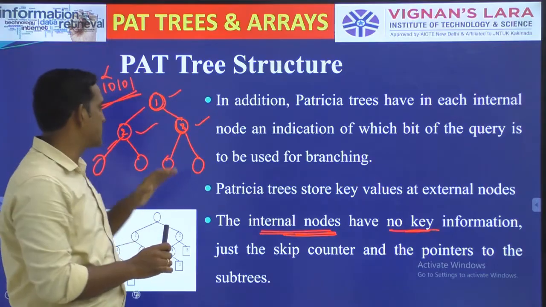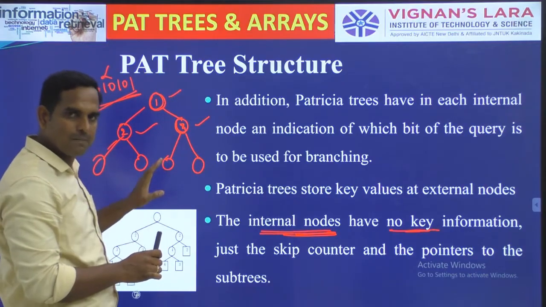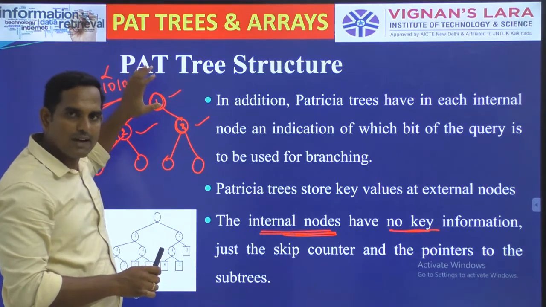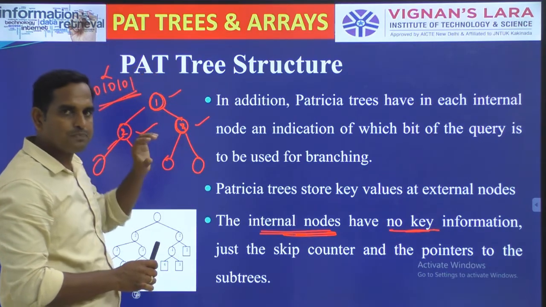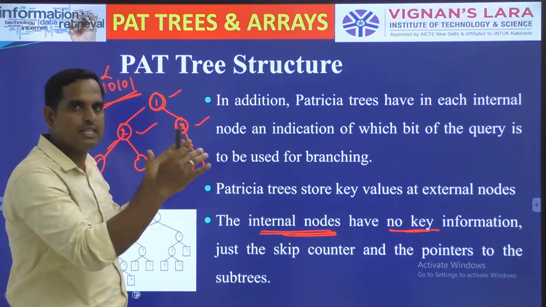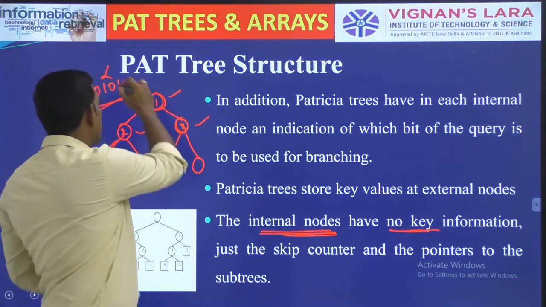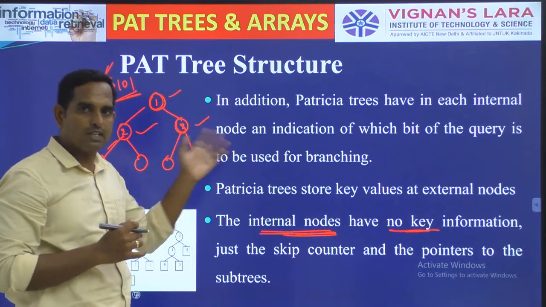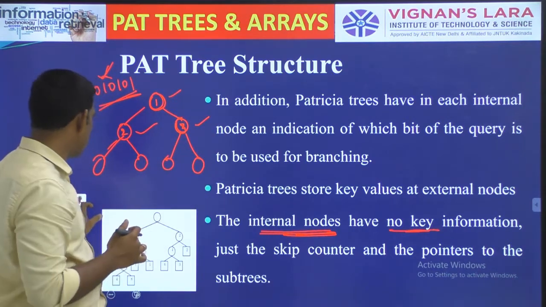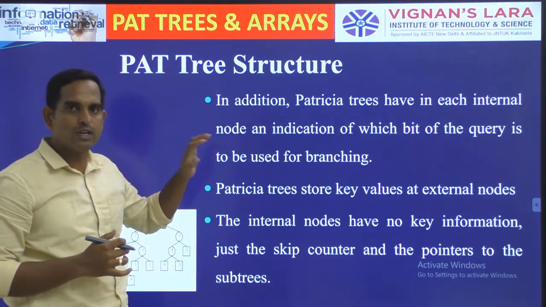So our Patricia tree will be having a tree-like structure. This tree-like structure will be having internal nodes and external nodes. The internal nodes will be having the information for branching as well as to check which part of your key, and external nodes will be having your complete node or information regarding your strings.